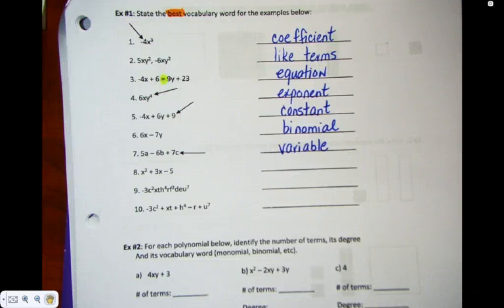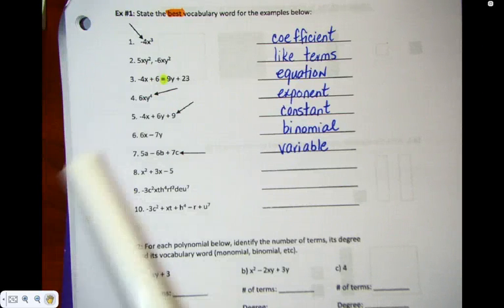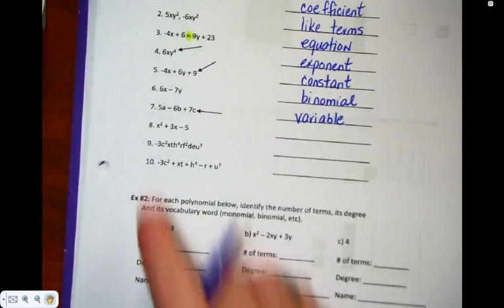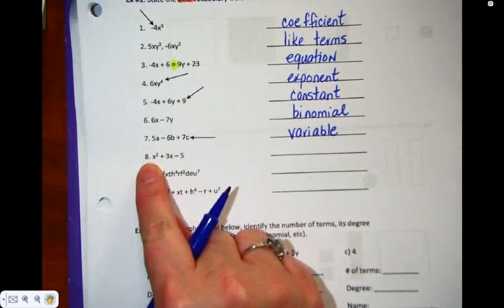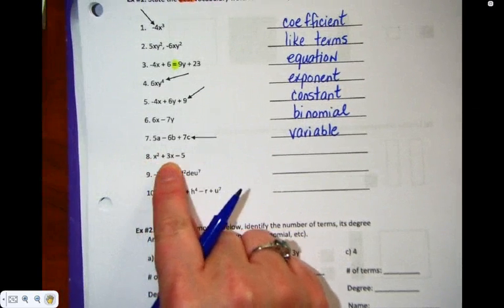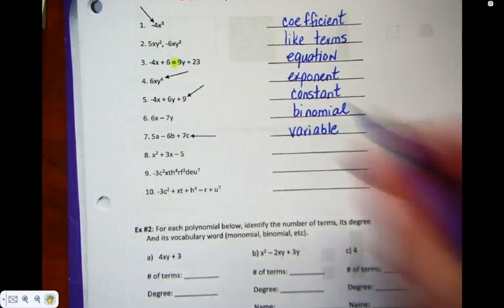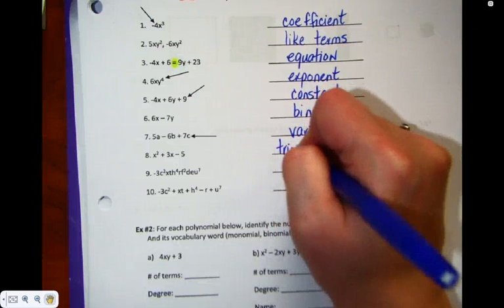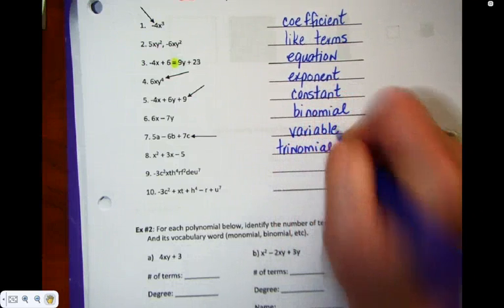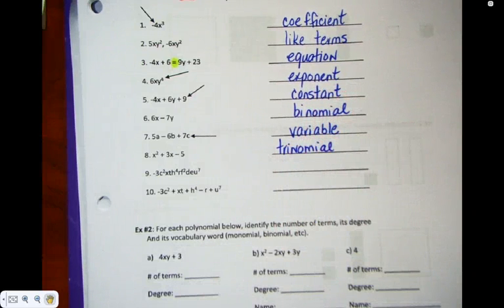Number 8, no arrow. So what did we do up in number 6 when there was no arrow? Count. So we have an x squared as the first term. Then we have 3x, which is the second term. Then we have negative 5. How many terms? Trinomial. Yes, this is an expression. Yes, it's a polynomial, but the best word is trinomial.